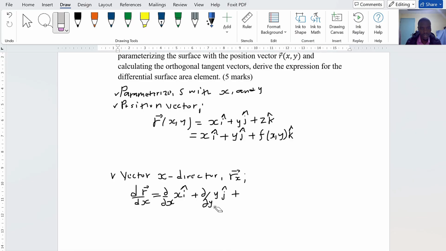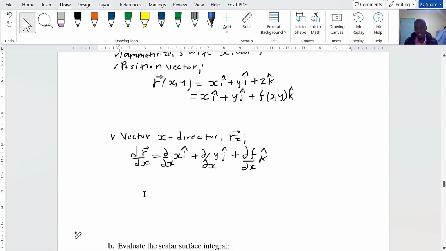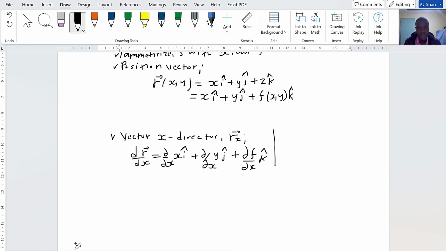Let me stop that. So this one is with x. We are differentiating with respect to x. So we are going to have dx here, then df over dx. And this is k. Good. So we are finding our vector in the x direction. And I need to do the same so that we don't repeat.